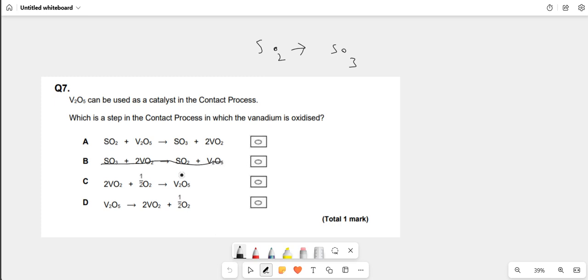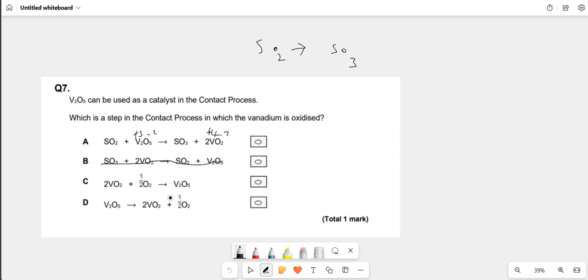Now we just have A, C, and D. So now we need to look at which one vanadium is oxidized in. Let's look at vanadium in A. Vanadium is in V2O5, so that's negative 2 for oxygen, that's negative 10 now. To balance it out, V must be plus 5, so 5 times 2 is plus 10. And then here, negative 2 times 2 is negative 4, so it has to be plus 4 for vanadium. From plus 5 to plus 4, that's reduction, not oxidation, so it can't be A.